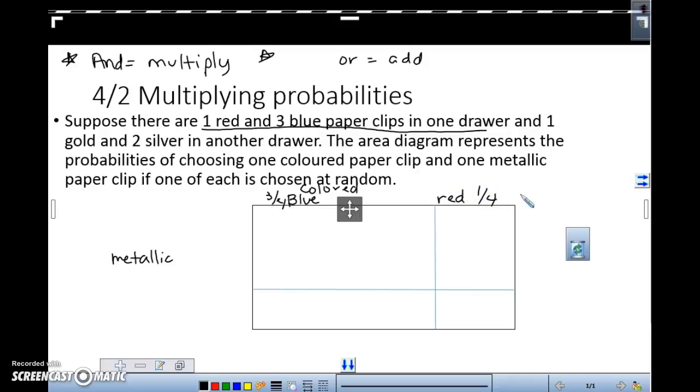There's 2 separate drawers. Okay, this is drawer 1. Drawer 2 has these. Okay. Silver. All right, now if we go to the second drawer, what's the probability that we would?